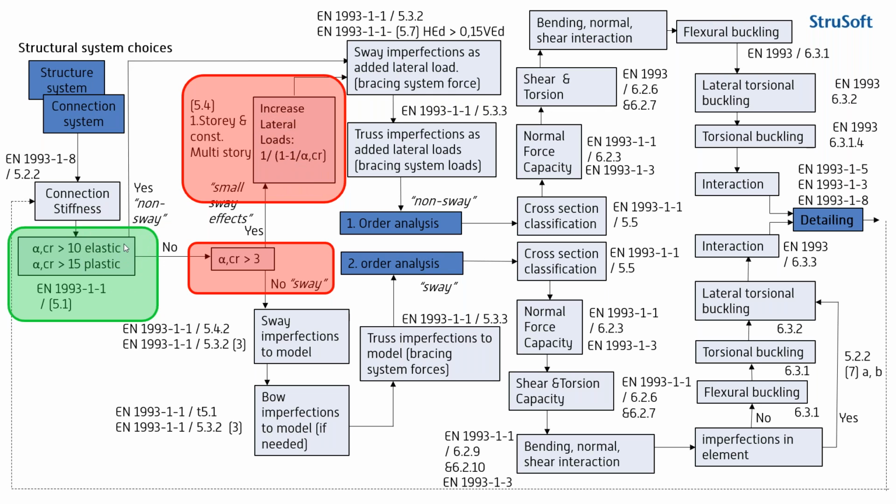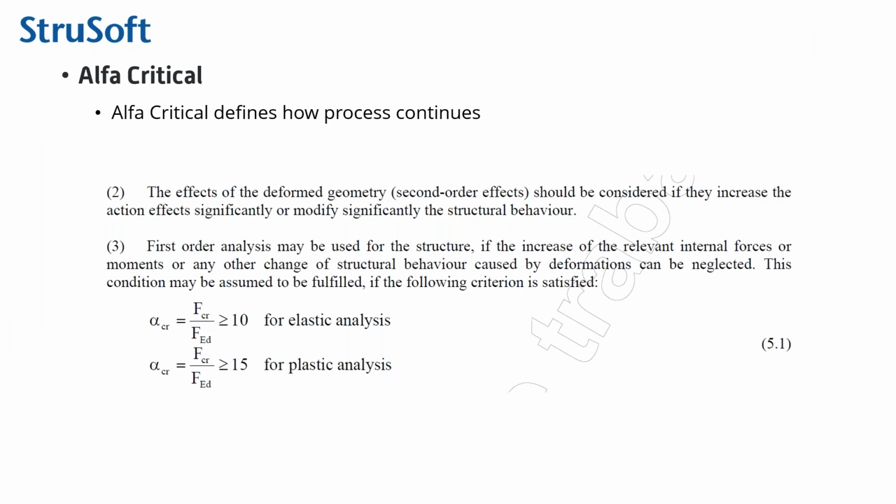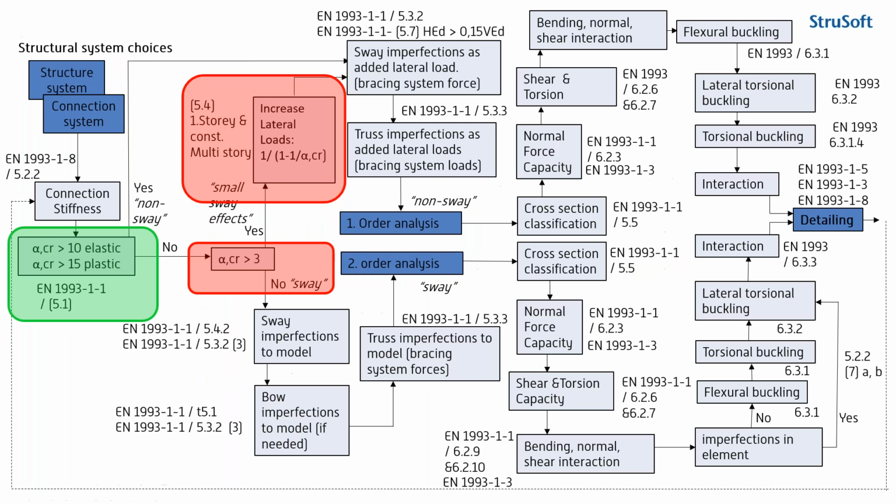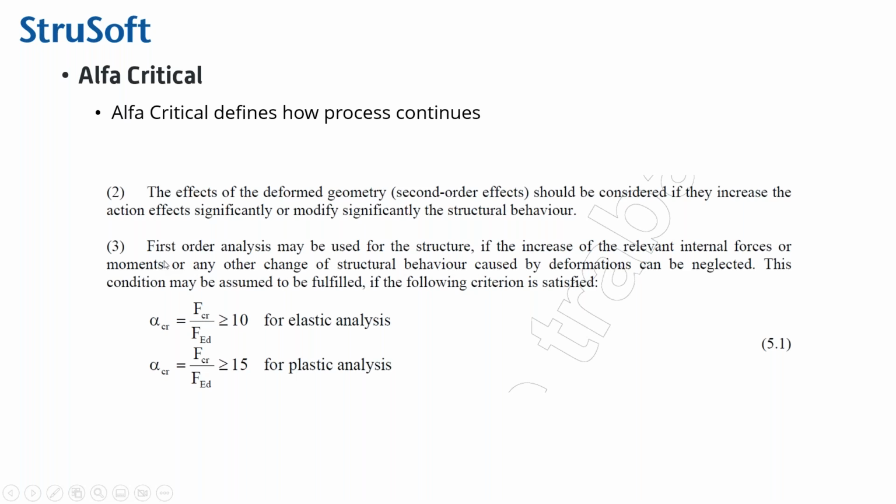But let's first discuss the alpha critical. Alpha critical is the multiplication factor for all the loads in the case. In Eurocode it's stated that if it's over 15 or 10, you can do a linear analysis, and if it's below 10, then you have to do something. Usually you have to increase the lateral loads in your model, and this is easiest done in the load combination factors. That's the easiest way to put it there.